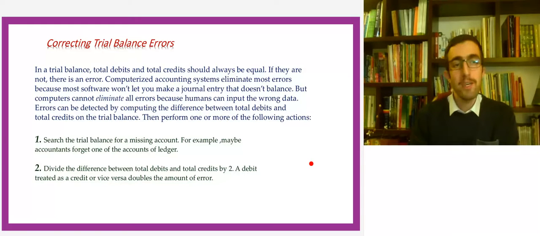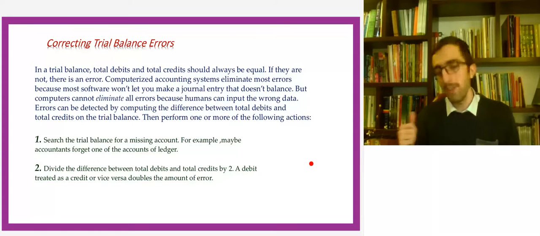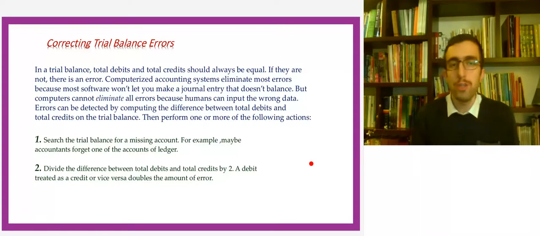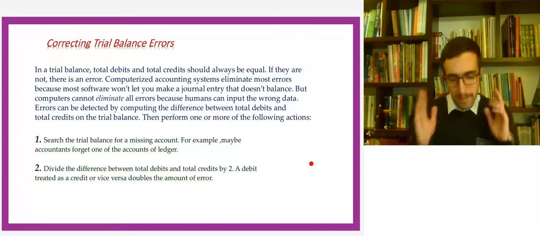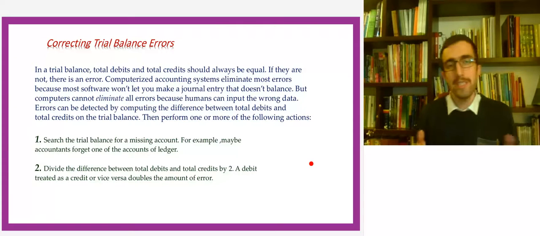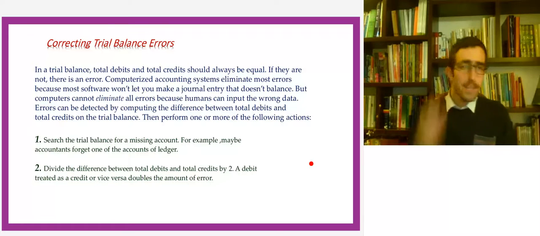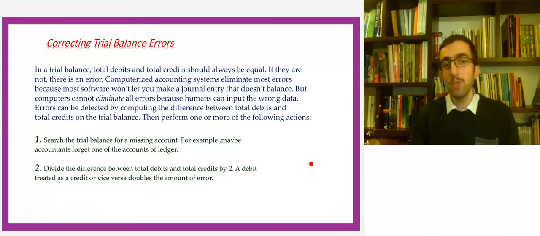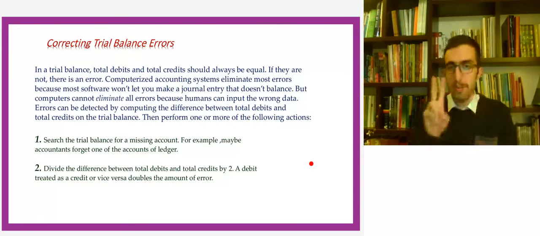The first one is we can search the trial balance for a missing account. For example, maybe our accountants forgot one or more accounts from the ledger when transferring to the trial balance. So we have to go back, post it, and transfer it, all or one of them, to the trial balance. The second one is to divide the difference between total debits and total credits by 2.